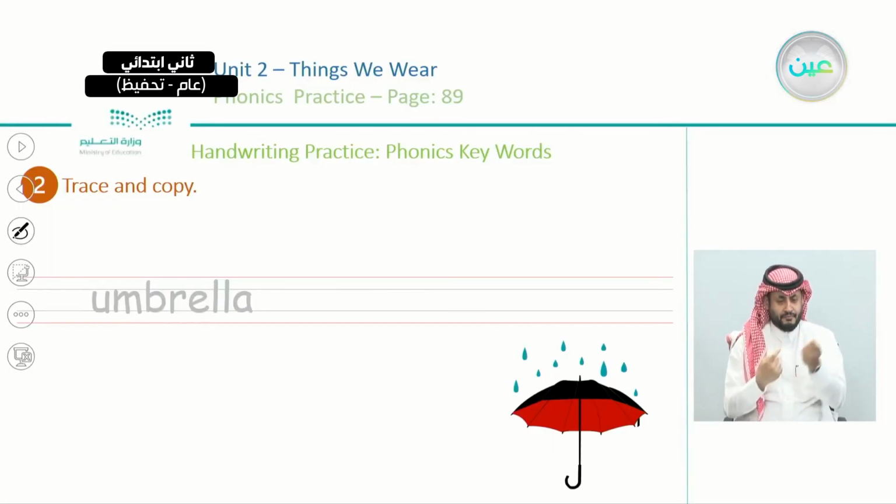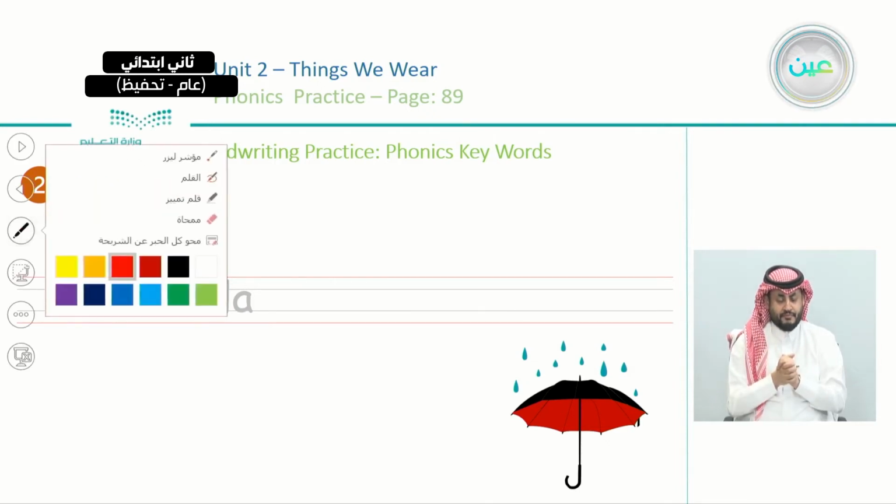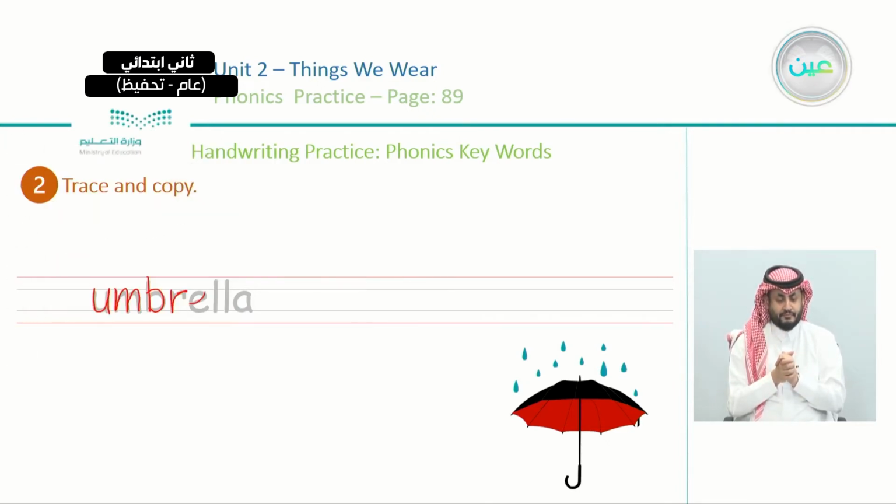How to write the word umbrella? Starting with U between number 2 and number 3, like this. This is U in small form. After that, we have M. After that, B, starting from line number 1 up to line number 3. After that, R. And after R, we have E, double L.